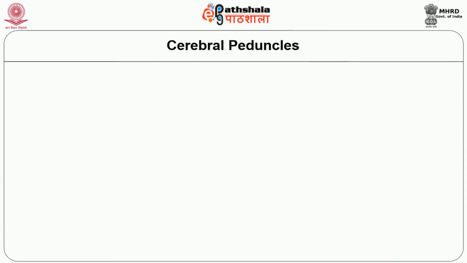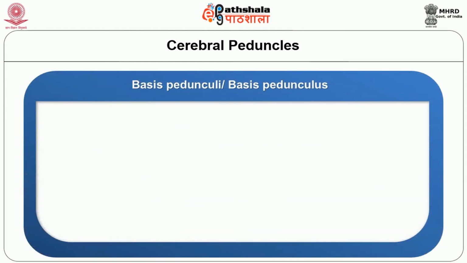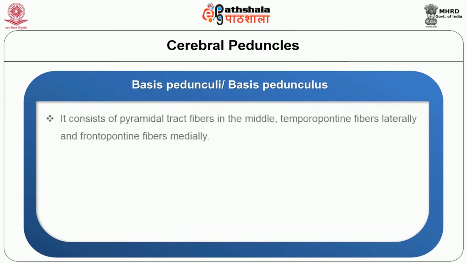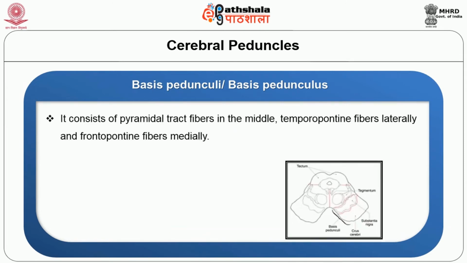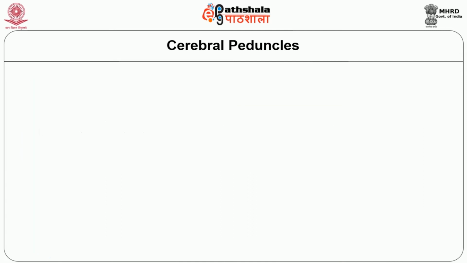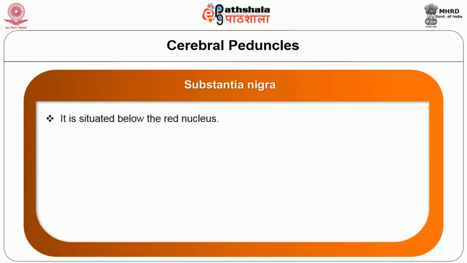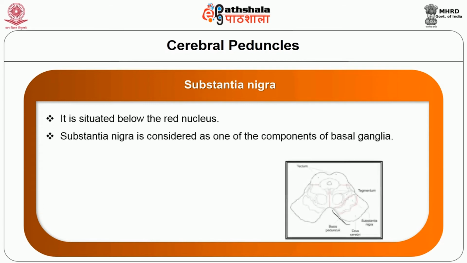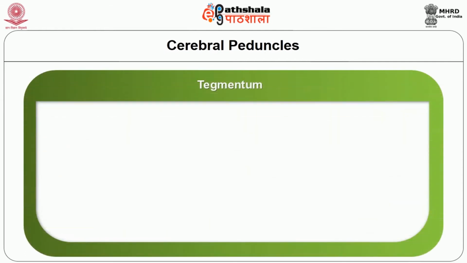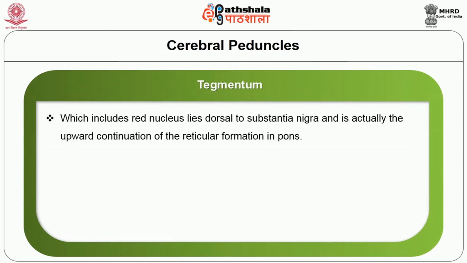Cerebral peduncles include basis pedunculi, which consists of pyramidal tract fibers in the middle, temporopontine fibers laterally and frontopontine fibers medially. Substantia nigra is situated below the red nucleus. It is considered as one of the components of basal ganglia. Then tegmentum, which includes the red nucleus, lies dorsal to the substantia nigra and is actually the upward continuation of the reticular formation in pons.